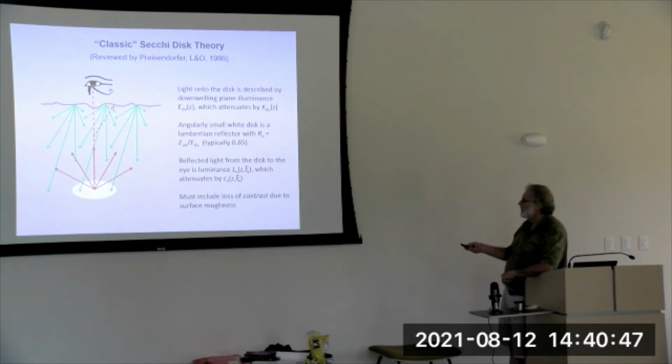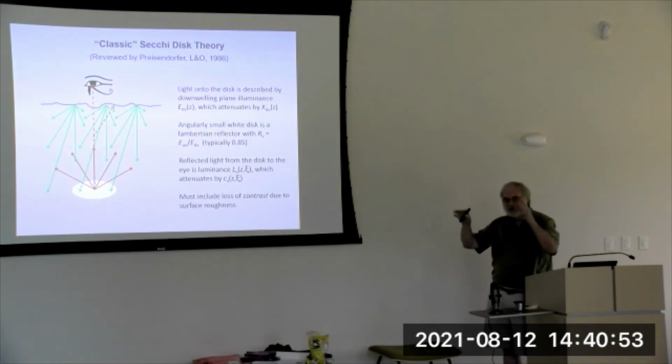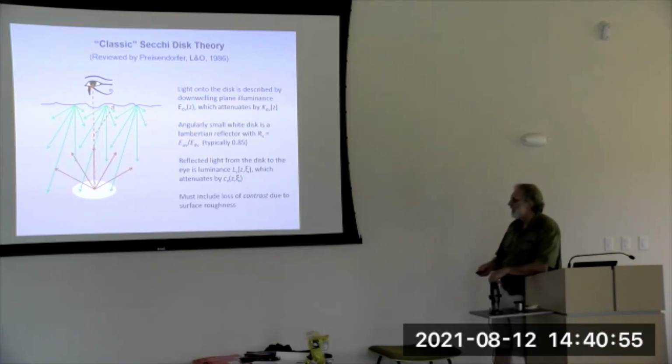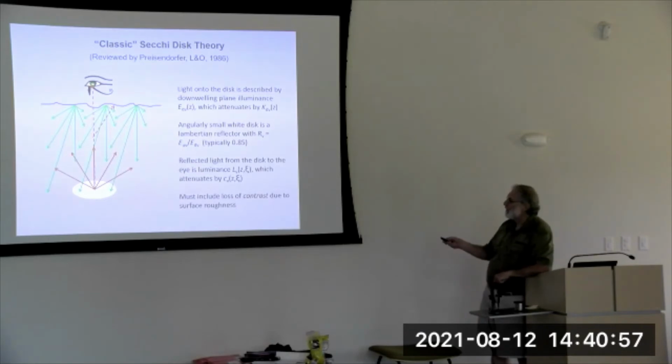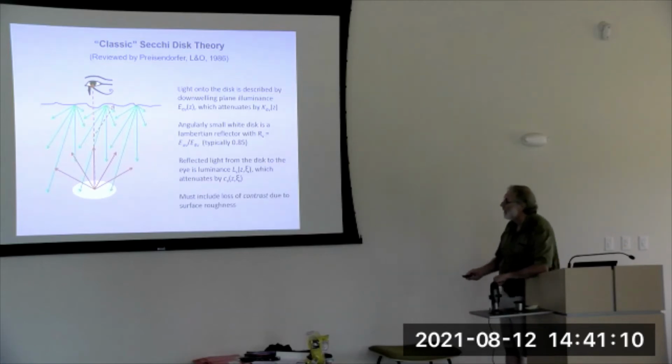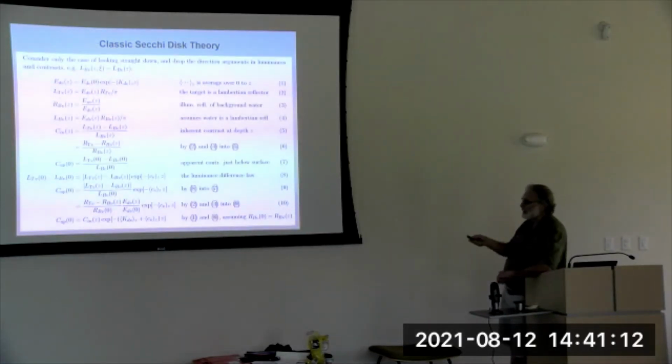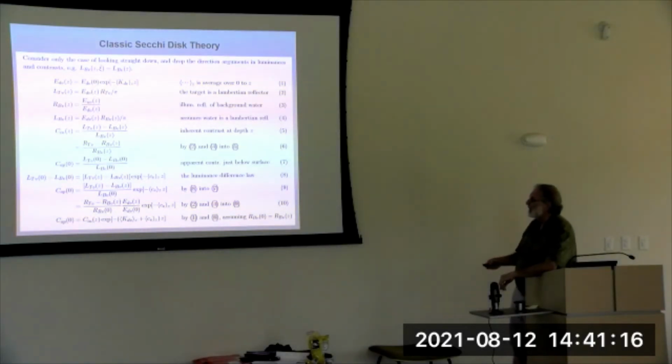So Preisendorfer works through the math, and then you may lose some contrast if there's waves on the surface, so you have to put in some little factor to take care of that. And you're looking at it with your eye, so you're going to actually use not ED, but you're going to use the illuminance on the way down and the luminance on the way up. Okay, we're not going to go through this, but I just put this in the PowerPoint so you guys can go look at it when you get home.